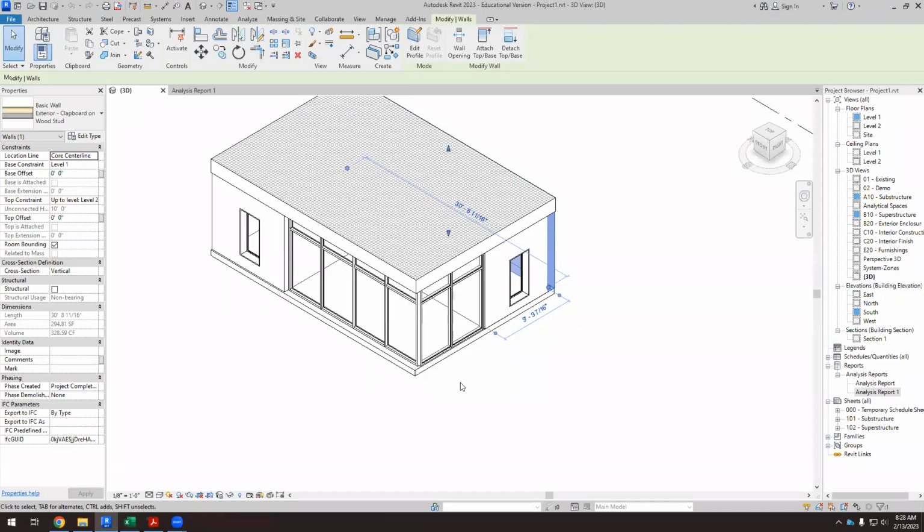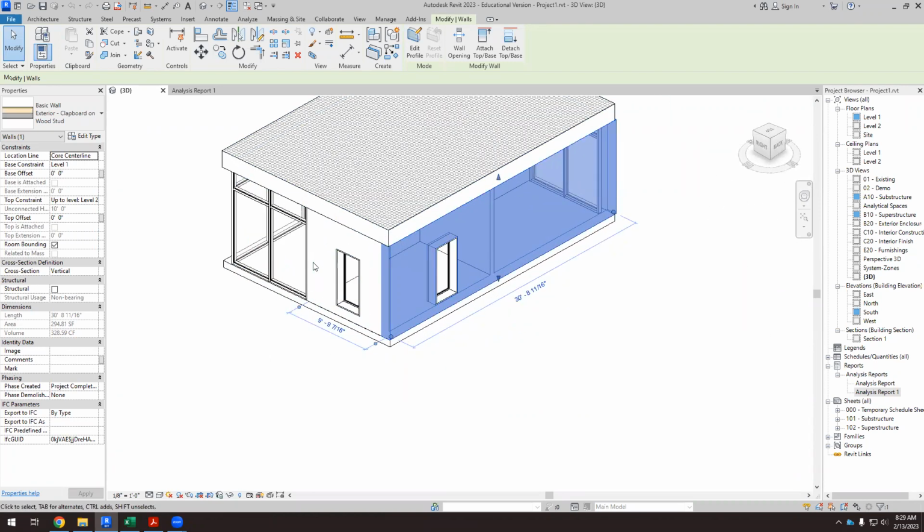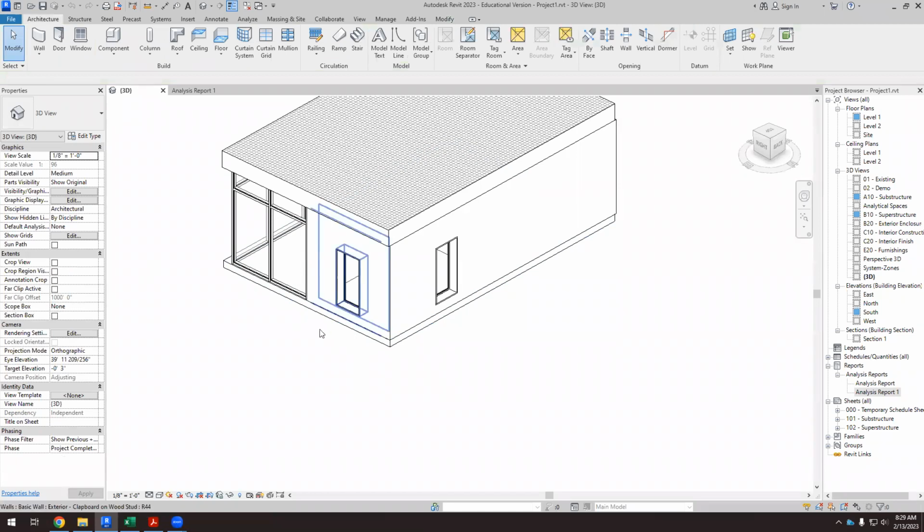So how can we get the area of the wall? Well, if we select the wall, we have the area. So you see that this wall is 294 square feet. Okay. So if we click on this wall, this is 71.74 square feet. Okay, we can type this.